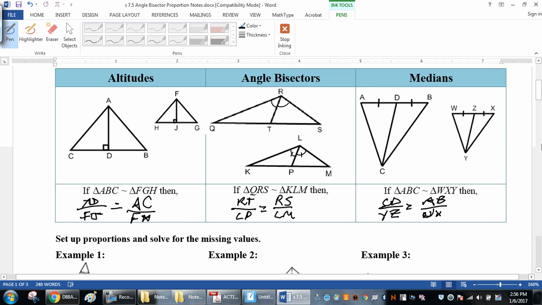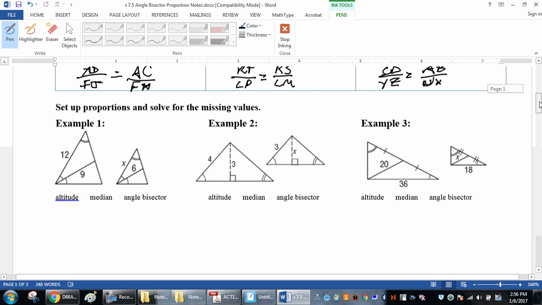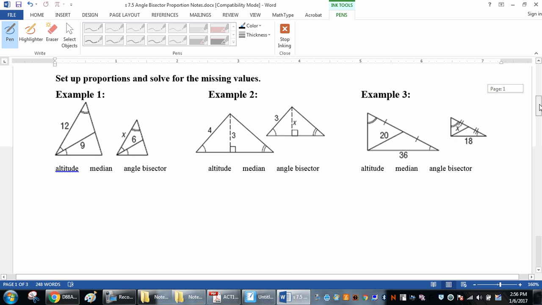Okay, so we're going to use that to set up our proportions now. So here's our examples. So first thing, I want to make sure we're not getting these things confused. So let's identify what we have based on the given information. So in this first triangle, I can see that this segment here is 9, and I can see that it bisects this angle. So if it bisects this angle, those are the same. There it is. There's our angle bisectors. Okay, those angles are congruent.